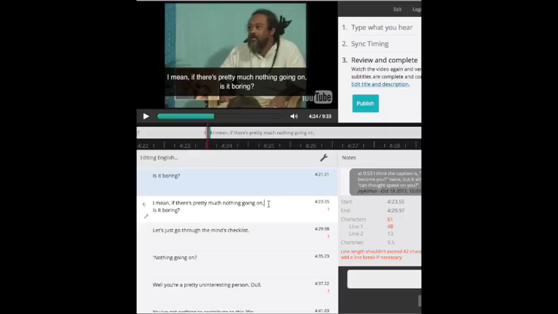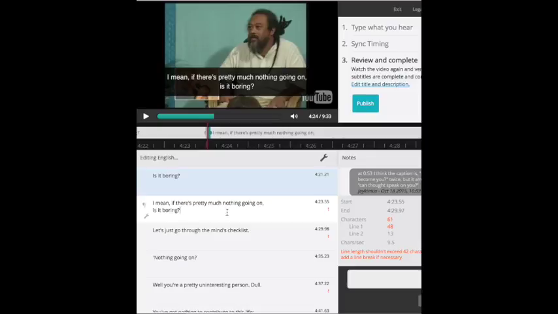The other thing you'll notice is that there's a natural break with two clauses here. So we have, if there's pretty much nothing going on, is it boring? So that's two distinct clauses. So in the new guidelines, what we suggest is that we separate lines on clauses, even when that means that the line length for each line of the caption is significantly different, as it is here, 48 characters for the first line and 13 characters for the second. And even when it means that the short line is the second line.